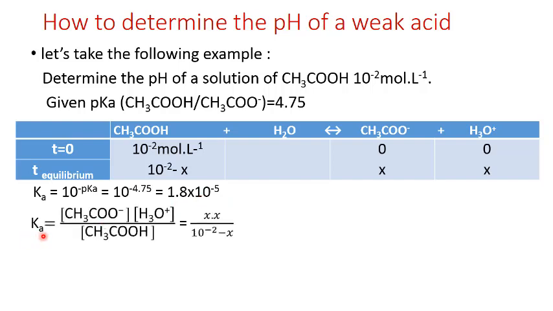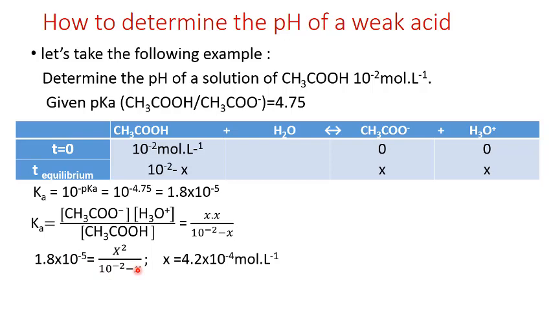Applying Ka, the acidity constant, it is equal, as we said, to the concentration of the conjugate base times the concentration of H3O+ over the concentration of the acid at equilibrium. According to the table of conversion, here it's equal to X, here it is equal to X, and the initial concentration is given as 10 to the power minus 2 minus X. So knowing Ka, it will be replaced here and we will obtain a quadratic equation of X.